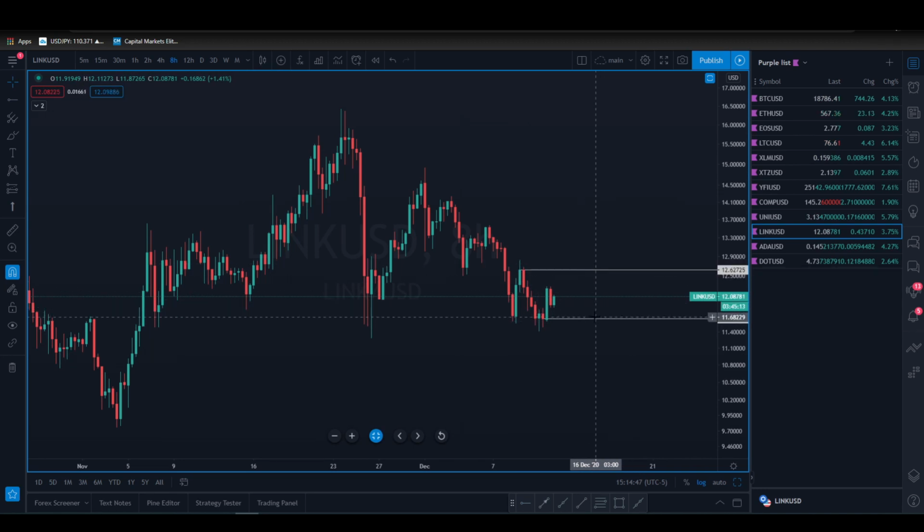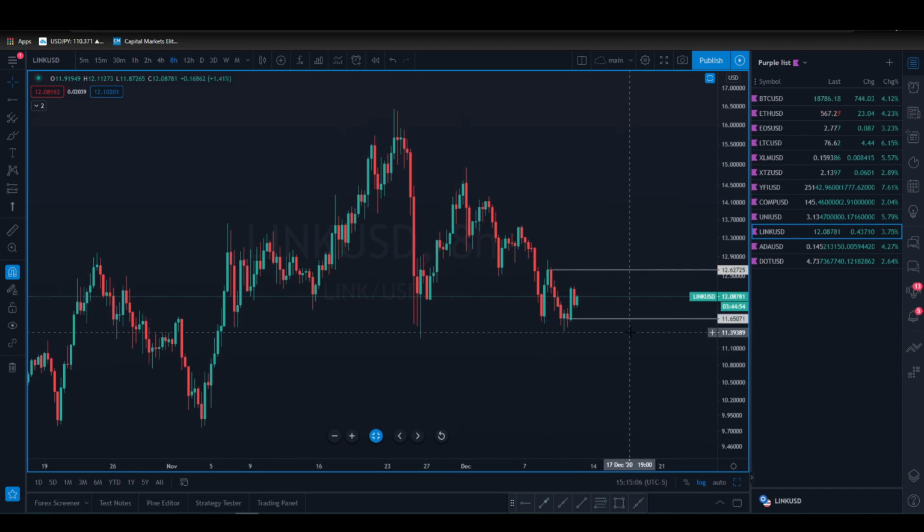So if a hold of 11.65, that's an 8-hour closing hold. Remember, price can push through that level as long as it closes above it. That's more indicative of bullish pressure and would be targeting 12.62 right here. If you get a closure below 11.65, look for this area down here to come into play.